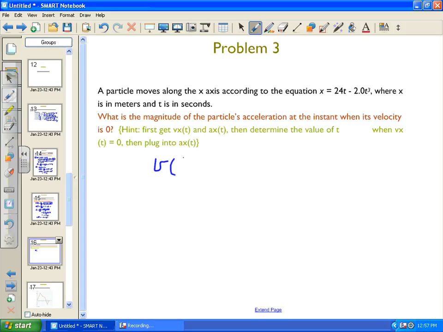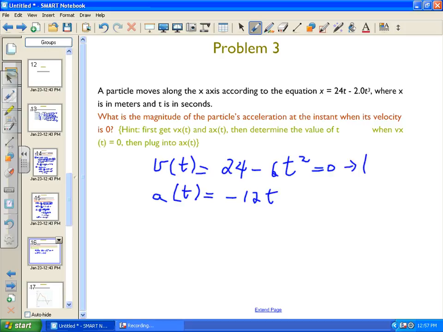Okay, so v as a function of t will be given by 24 minus 6t squared. a as a function of t will be given by minus 12t. Now, let's take the value of v that we obtained, set that equal to 0, and we determine that t will be equal to plus or minus 2 seconds. Of course, we reject the negative value since that makes no sense. And so now that we've determined that the velocity is 0 at t equals 2 seconds, we make the substitution here and determine that the acceleration is minus 24 meters per second squared. Next problem.